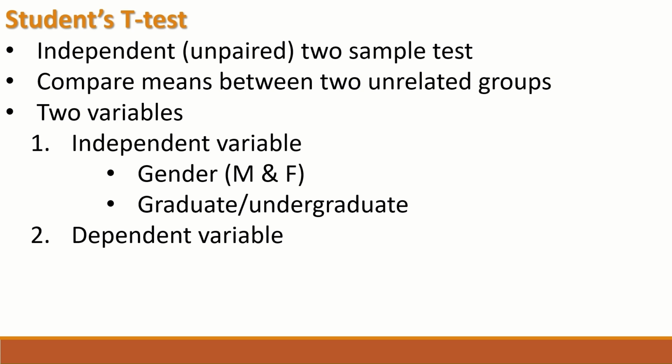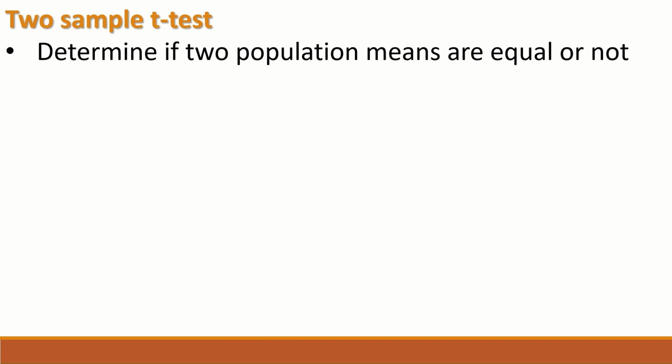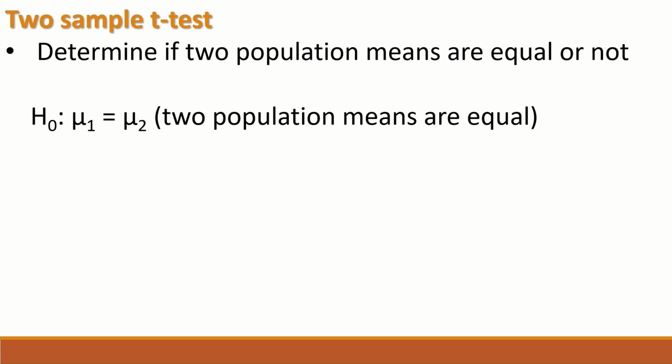The other variable is the dependent variable, and that dependent variable has to be a continuous variable such as blood pressure, weight, height, and so on. So to perform the Student t-test, you need two groups. These two groups have in them continuous data. The two-sample t-test will determine if the two population means are equal or not.